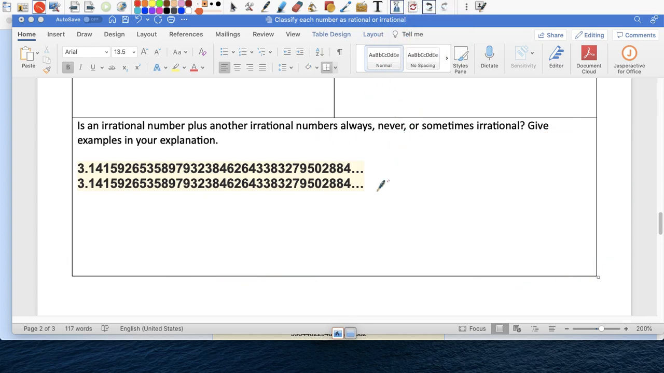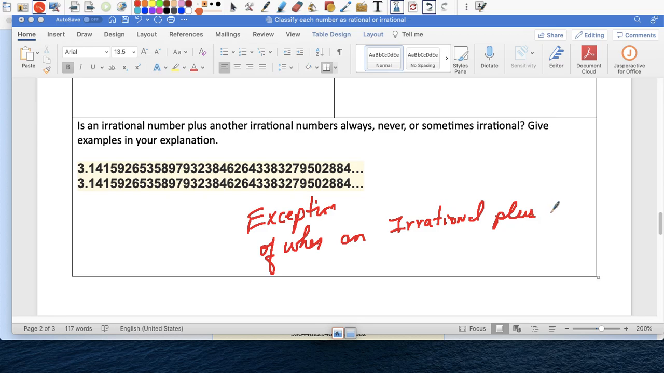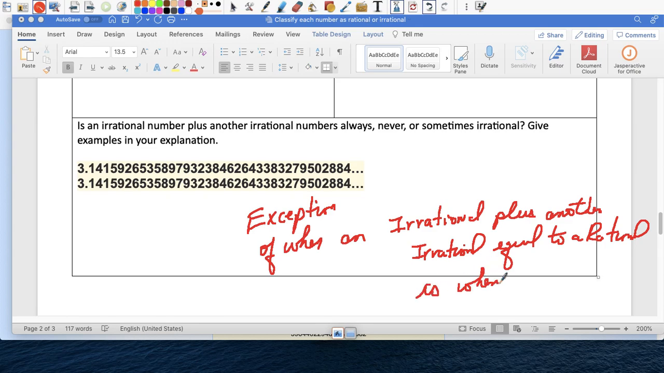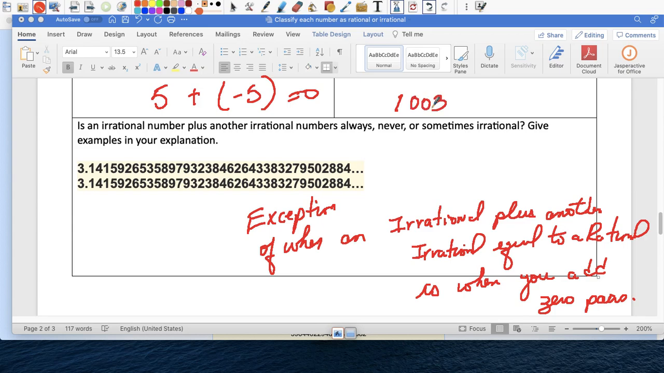So the only exception here that I can think of, when an irrational plus another irrational equals a rational, is when you add 0 pairs. Think about that. Oh, additive inverse. 5 plus what equals 0? Well, it would be negative 5. 100, negative 100, 1003 plus what equals 0? Well, that would be negative 1003.